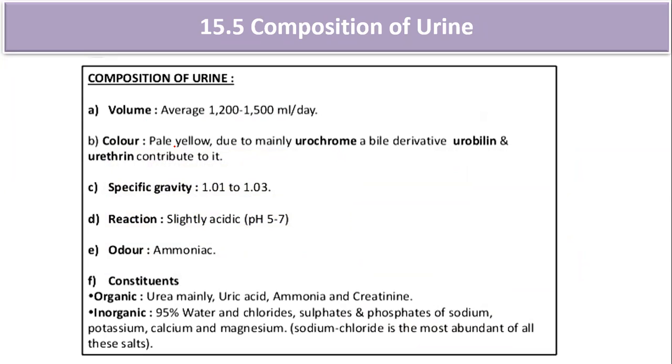The color is pale yellow because of urochrome and bile derivatives urobilin and urethrin. Specific gravity is 1.01 to 1.03 because it has salt. It is slightly acidic, pH can be in the range of 5 to 7. The odor is ammoniac. What is the constituent? Urea 2.5%, uric acid, ammonia, creatinine, all these are organic constituents. Inorganic is 95% water and salts of chlorine, sulfate, phosphate of sodium, potassium, calcium, and magnesium. Sodium chloride is the most abundant of these salts. So this is all about the composition of urine.